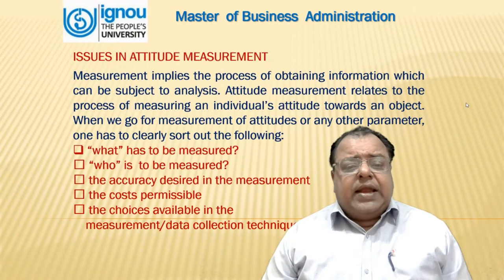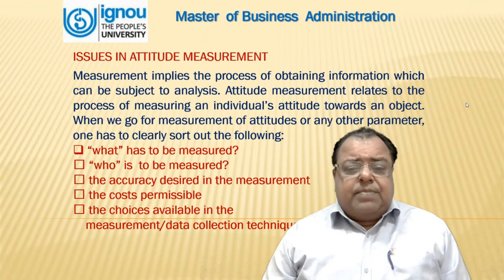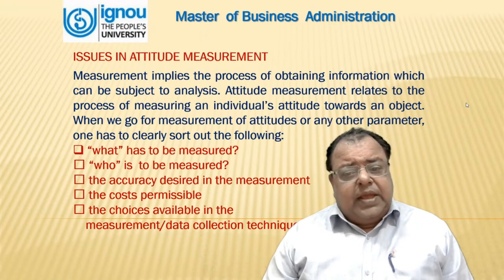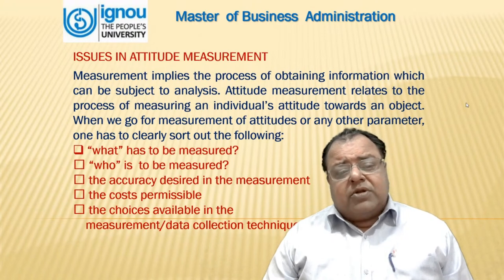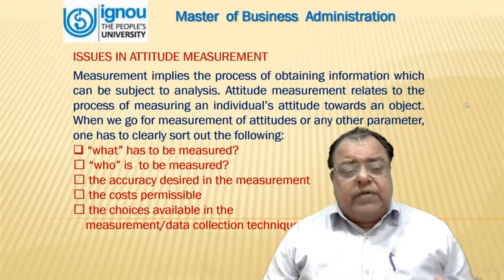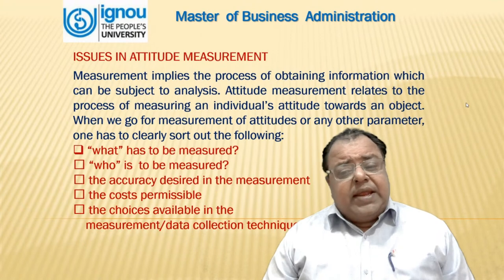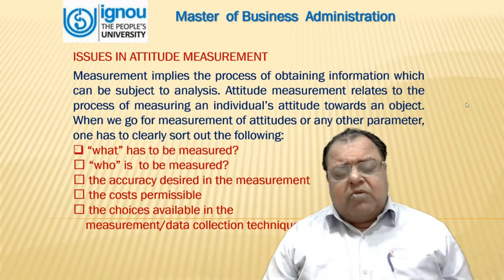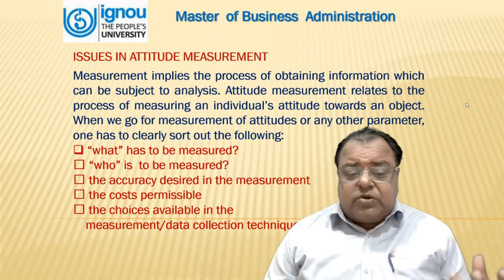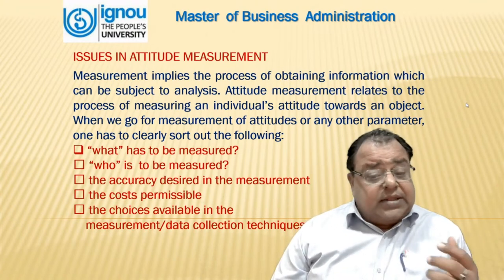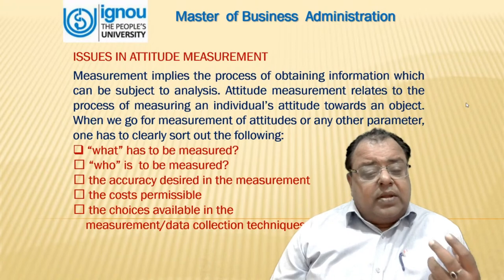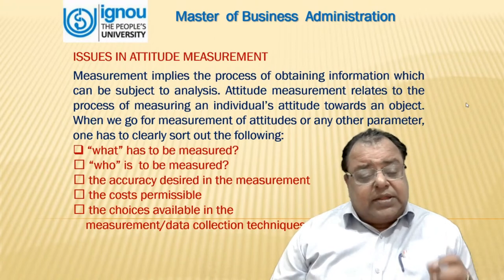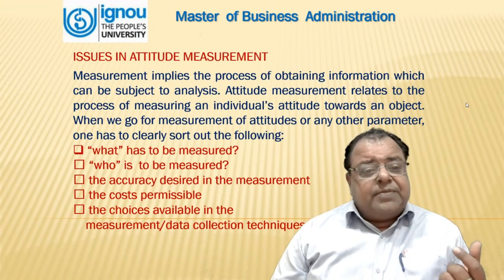What are the issues in attitude measurement? Measurement implies the process of obtaining information which can be subject to analysis. Attitude measurement relates to the process of measuring an individual's attitude towards an object. When we go for measurement of attitudes or any other parameter, one has to clearly sort out the following. Number one, what has to be measured? Who is to be measured? The accuracy desired in the measurement, the cost permissible, and the choice available in the measurement data collection techniques.